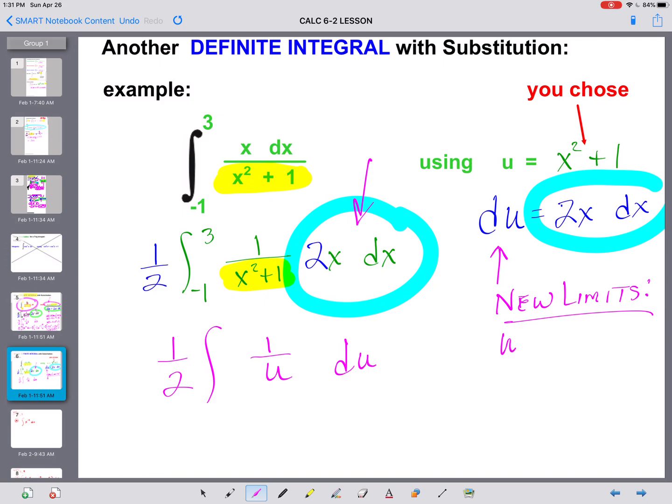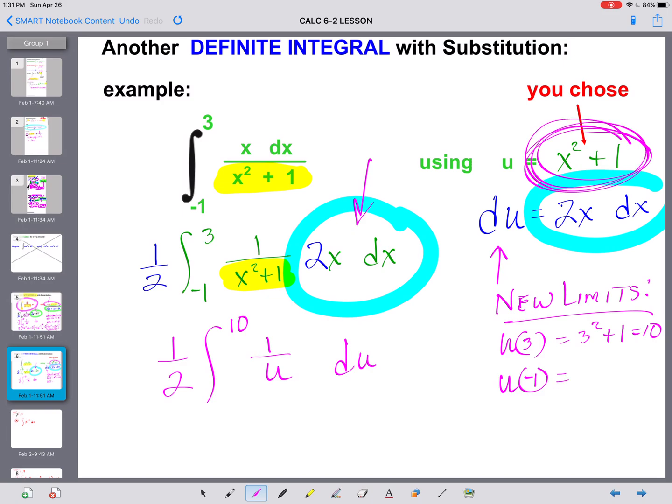Here we go. Plug in the 3 right into that equation. So it's going to be 3 squared plus 1. That's 10. That's my new upper limit. Okay. Plug the negative 1 into that equation right up here. Negative 1 squared plus 1. That's going to be 2. There it is. That's my new integral. Now look at the one in pink and compare it to the original one. It's a lot easier. That's the idea behind integrals by using substitution, by making the integral simpler.